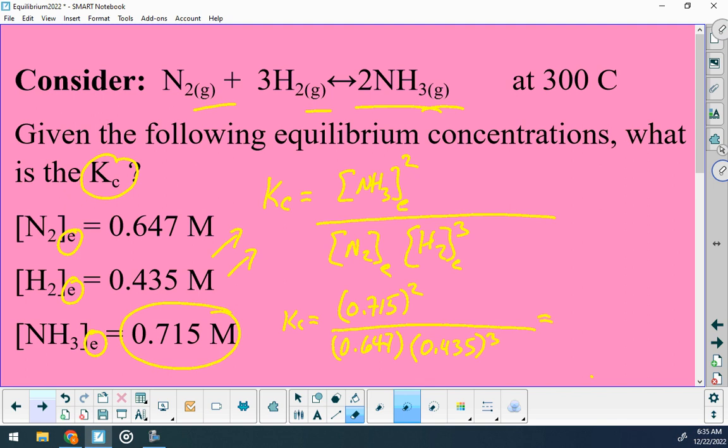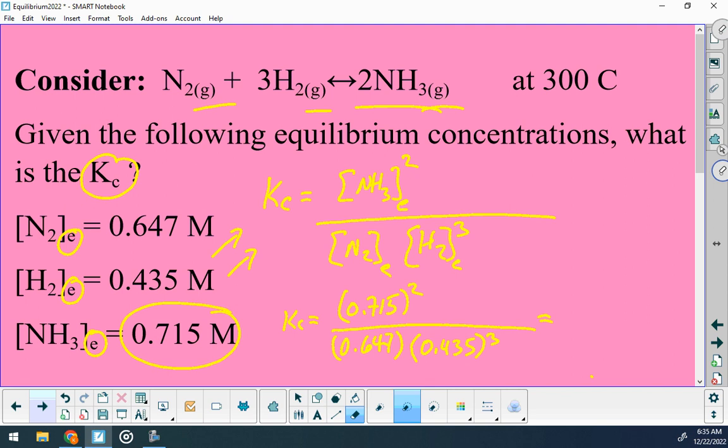All right, so now let's get out our handy-dandy calculators. 0.715, I'm going to square that. I'm going to divide it by 0.647, and I'm going to divide it again by 0.435 cubed. And, oh no, that doesn't look right. Let me go up. I must have made a mistake. Oh my gosh, horrible. Let's try that again.